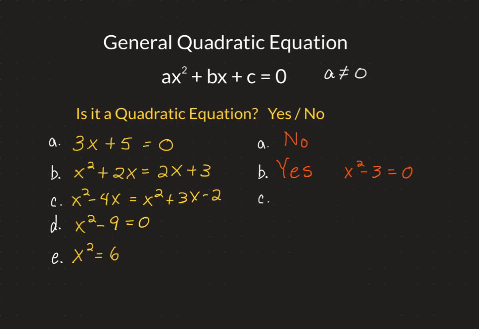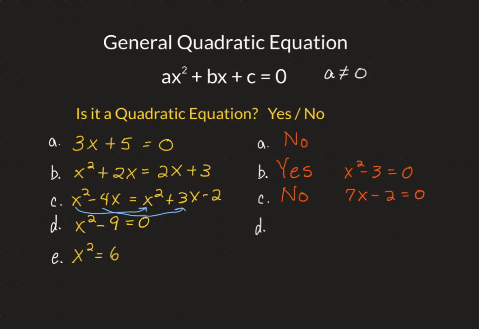What about c? We can manipulate it too. This time, let's move x squared to the other side and our -4x to the other side by subtracting x squared from both sides and adding 4x to both sides. Is it a quadratic? No, it is not, because as soon as you subtract that x squared from both sides, it disappears, goes to 0, and we have 7x minus 2 equals 0.